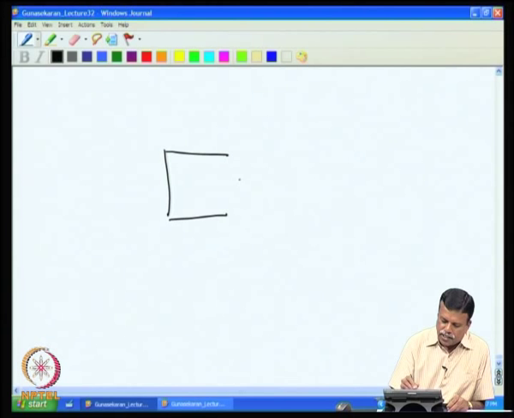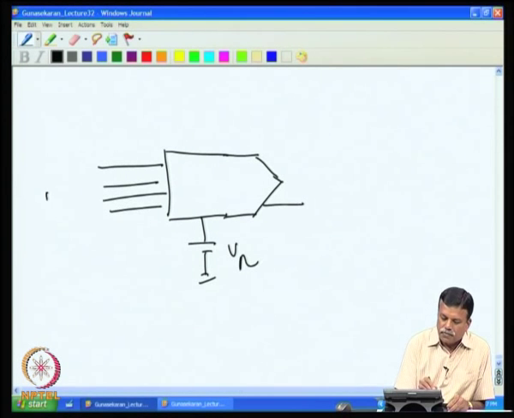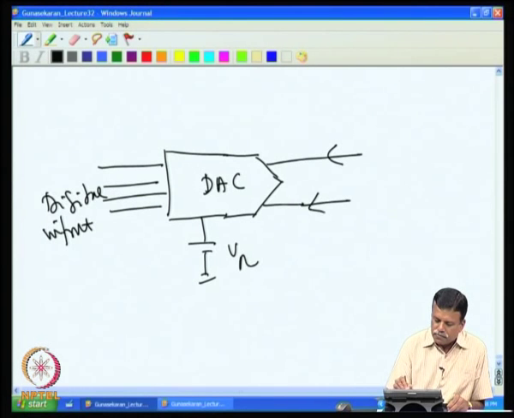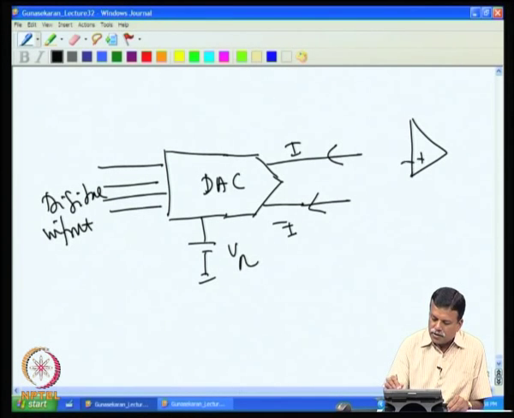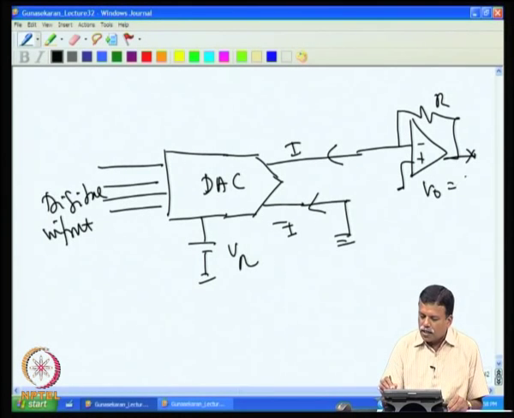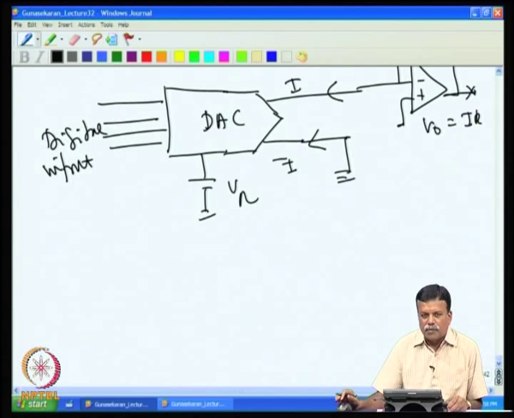So, we will have another type which is available, where we have a V reference given here and then we have a digital input. So you have a DTA converter where the current would be going in, I and I bar, and then the output voltage can be obtained. Now the output voltage will be positive. So, V0 would be equal to I into R. So, remember, if you are using plus, then my I bar minus must be grounded.